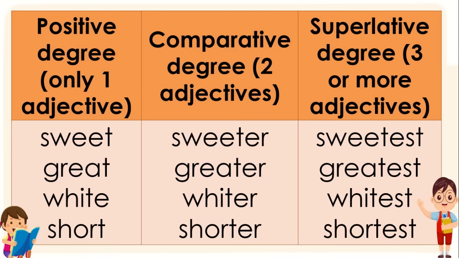Example, for positive degree: sweet, great, white, short. Comparative: sweeter, greater, whiter, shorter. For superlative: sweetest, greatest, whitest, shortest.